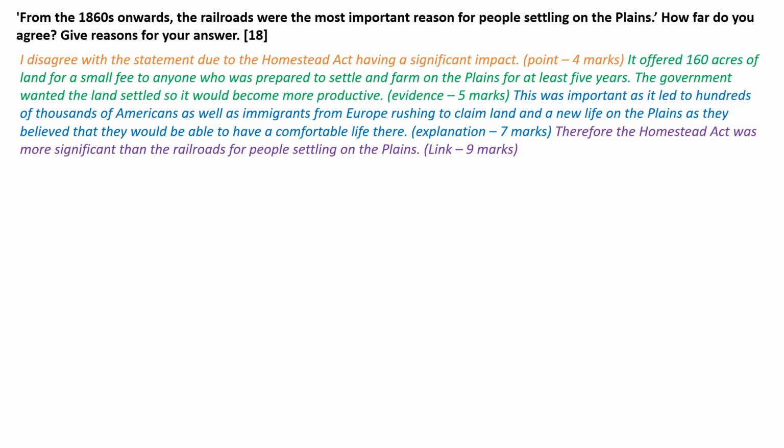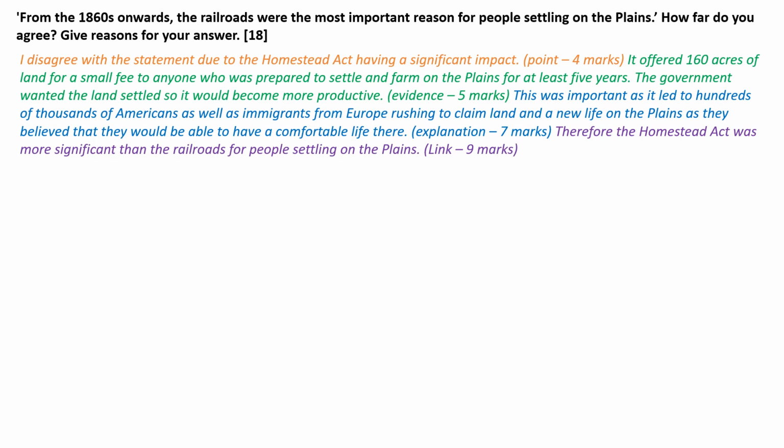So to turn this into explanation: this was important as it led to hundreds of thousands of Americans, as well as immigrants from Europe, rushing to claim land and a new life on the plains, as they believed that they would be able to have a comfortable life there. So this is explanation, and we're on 7 marks at this point. We know that it must be an important reason because we've clearly outlined to the examiner that we know it wasn't just Americans, it was immigrants as well, and that they are looking at this new life. So clearly here we're saying the Homestead Act and what it was attracted people to the plains rather than the railroads that have been stated in the question.